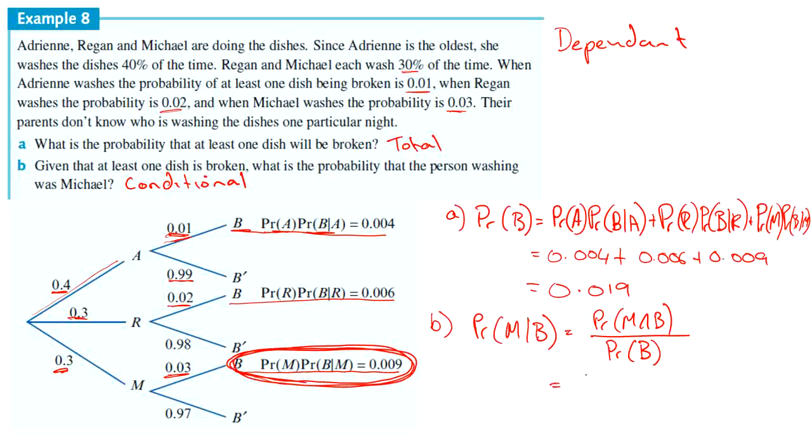Okay, so that means our answer is 0.009 divided by 0.019, the total chance of breaking a dish. All right, so 9 on 19.